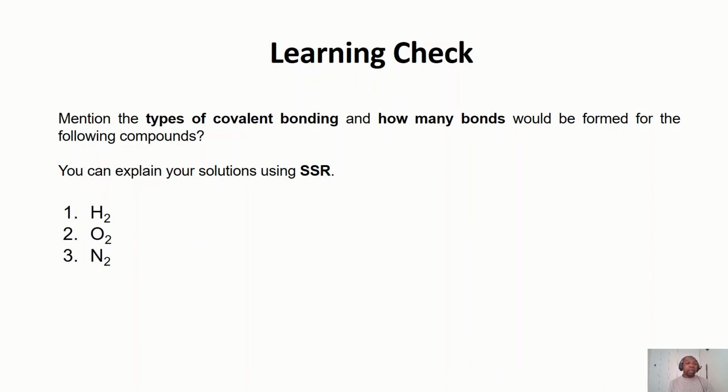Learning check. Mention the types of covalent bonding and how many bonds will be formed for the following compounds. You can use SSR to explain your solutions. So what are the types of covalent bonding? You can check from our previous slide under types of covalent bonding. Then how many bonds? Remember, the number of bonds they're going to form is the number of pairs of electrons that they're sharing.